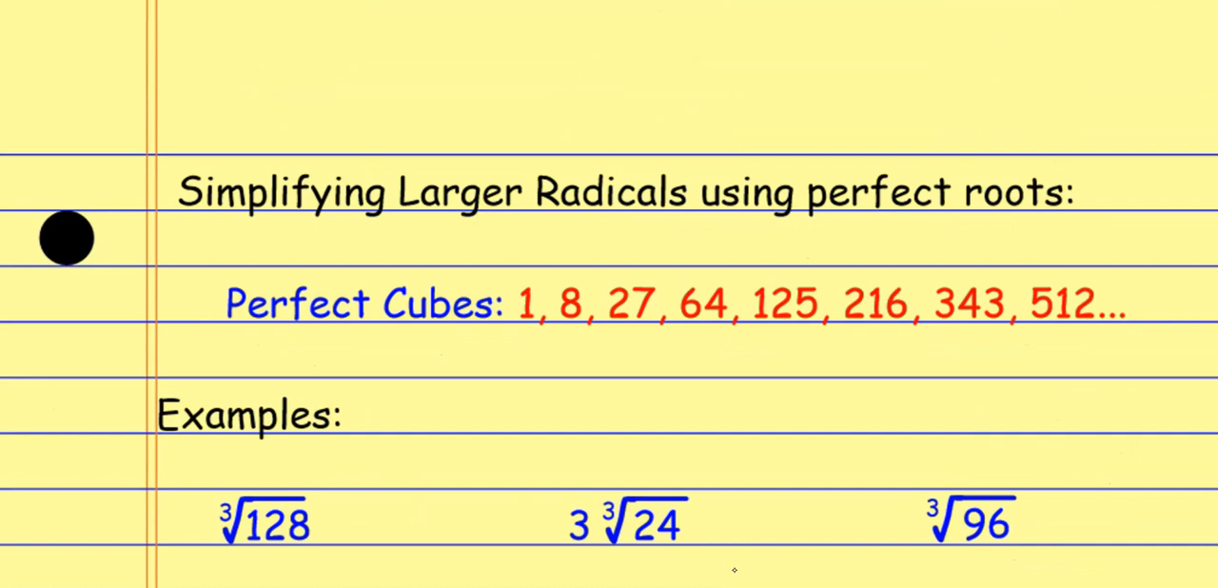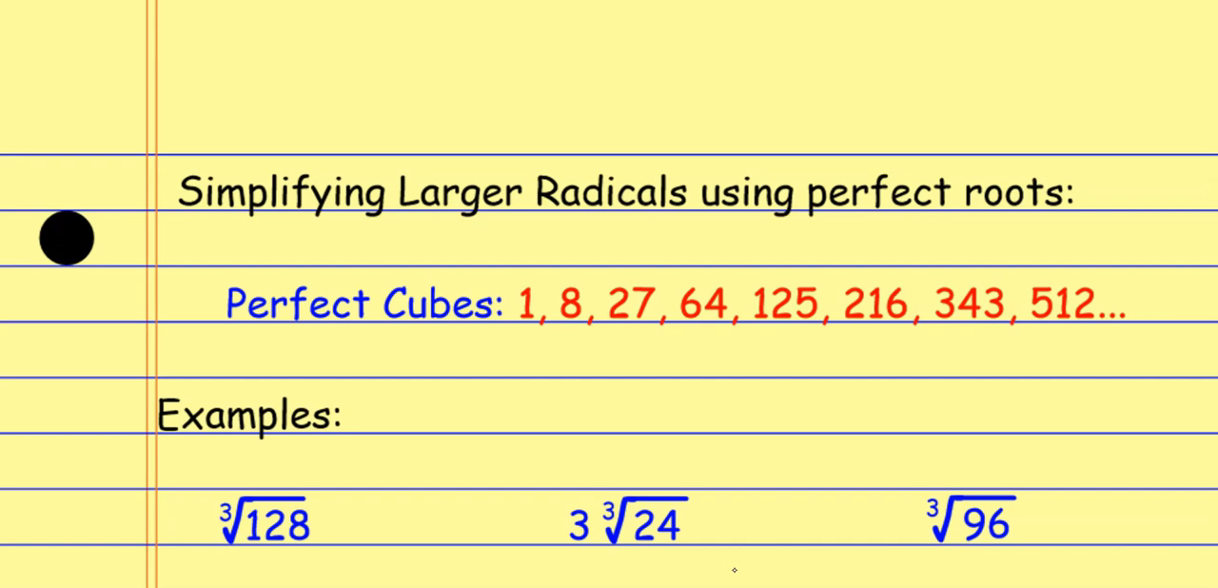All right, so here, simplifying larger radicals using perfect roots. It's the same directions as before. We're going to look for any perfect roots that divide evenly into the radicand. So we're going to break this up into things that we can take the root of. The difference is instead of a square root now, I'm looking at cube roots, or maybe I'll look at fourth roots, okay? Just to give you an idea what these look like.